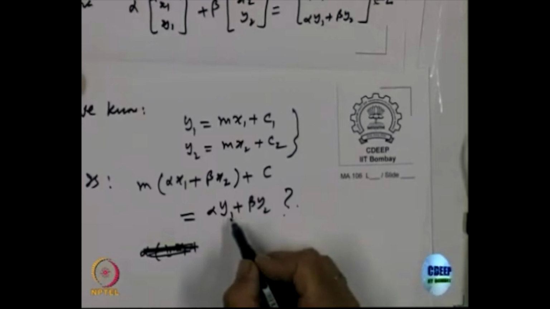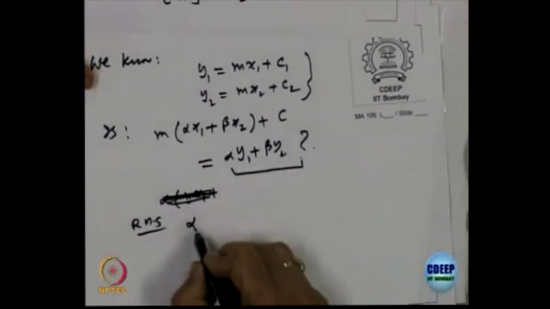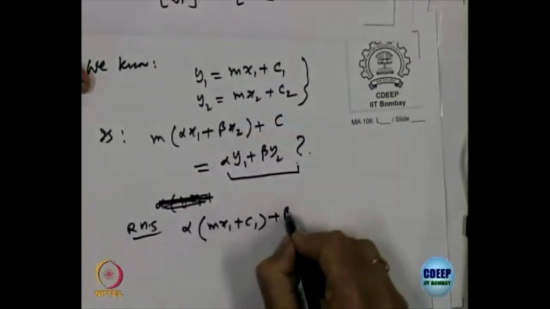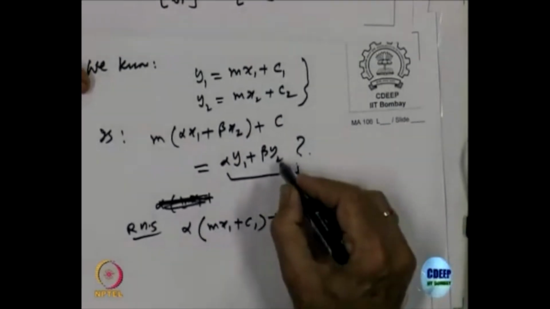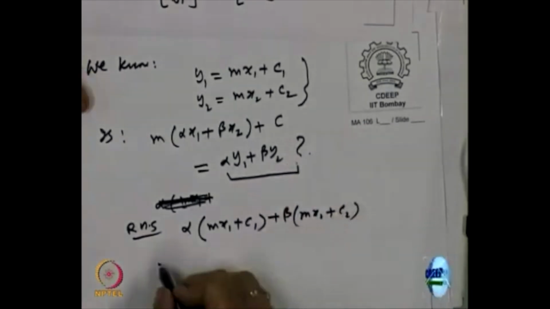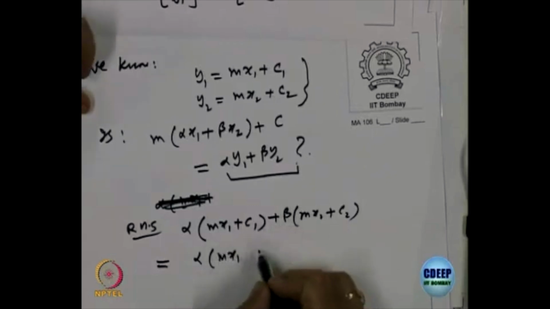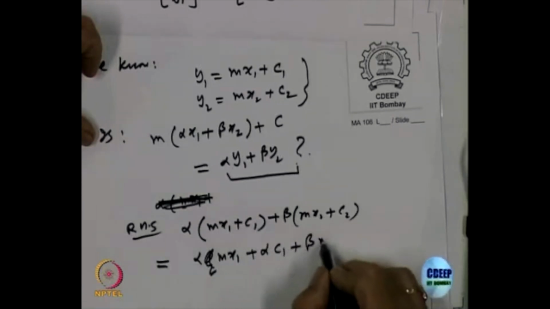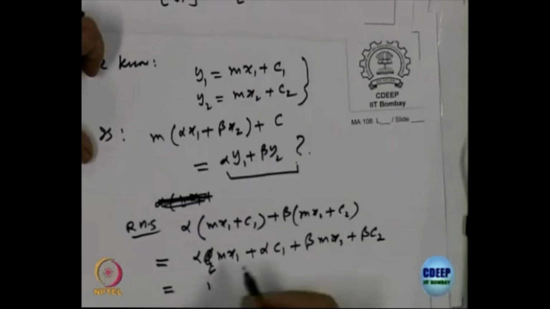Because what is y1? Let us look at the right hand side of this. What is that? Alpha times y1. What is y1? m x1 plus c1. Beta times y2, that is m x2 plus c2. So, what is that equal to? That is alpha times m x1 plus alpha times c1 plus beta times m x2 plus beta times c2. So, I can write this as follows.